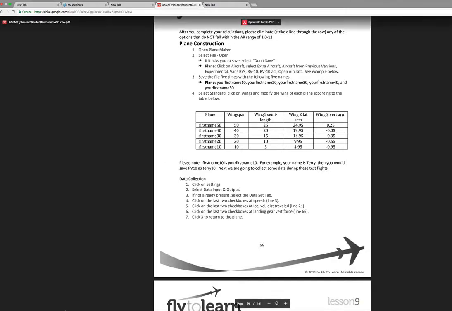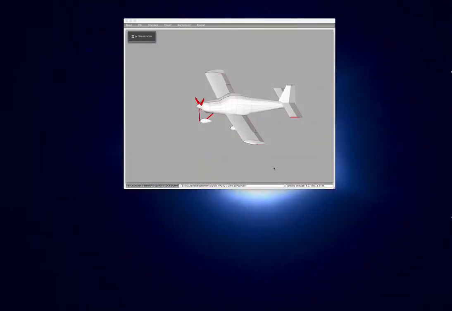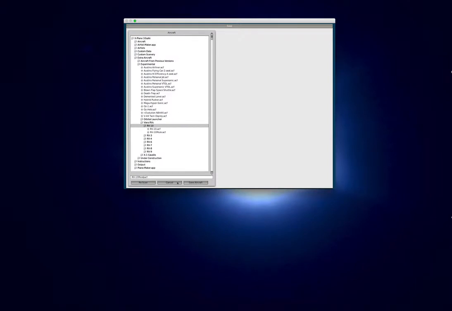Okay. So let me go over here and back over to Plane Maker. So in my case, I'll do File, Save As. We might do it this way. So you go RV10, say Tom, 50.